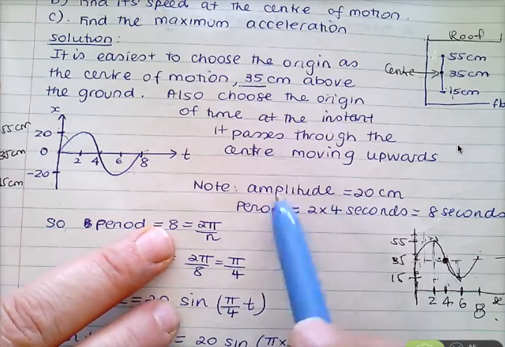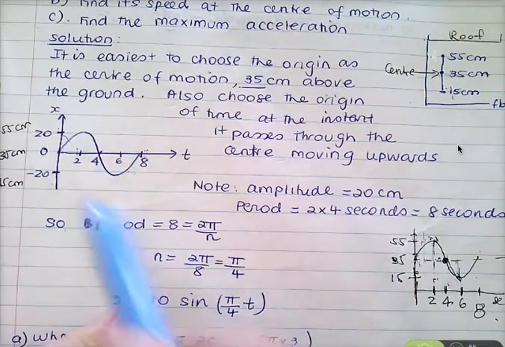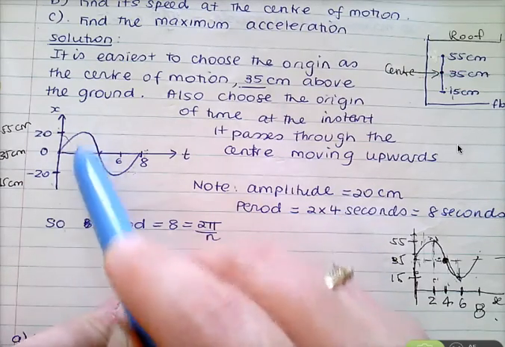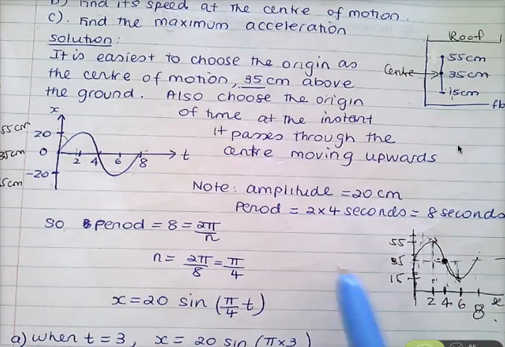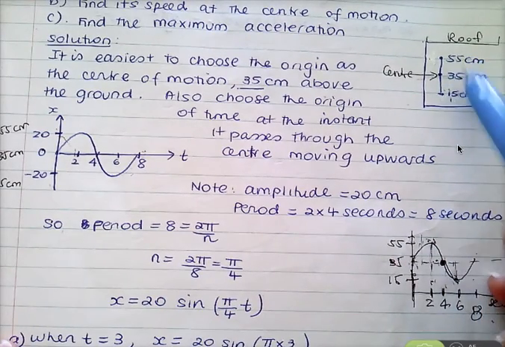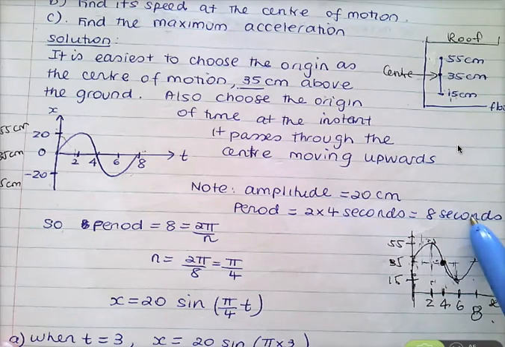Okay, so we know that the amplitude is 20. We know that the period is 4 lots of 2 seconds, which is 8 seconds, okay? Because it takes 4 seconds from there to there, therefore 4 seconds back down. So it's 2 lots of 4 seconds, I suppose, which is 8 seconds.